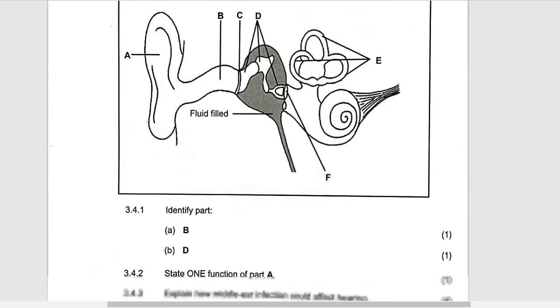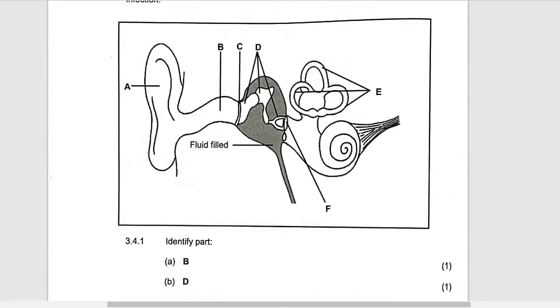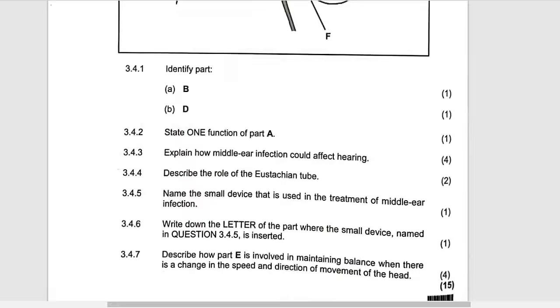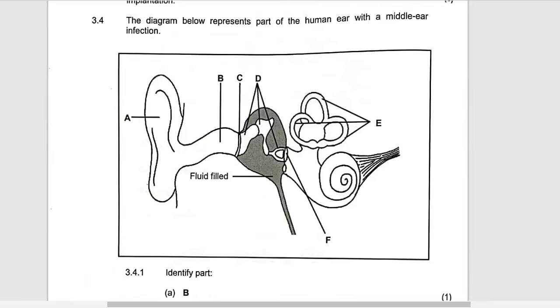Identify part B. We have seen it, which is the auditory canal, and then part D, which is the ossicles, which are the three bones found in the ear. State one function of A. This one is to collect and direct sound waves to the auditory canal. It collects sound waves from different directions, and then does not only collect, it directs all of it which has come there. It's being directed to what? To the auditory canal. That's the meaning.